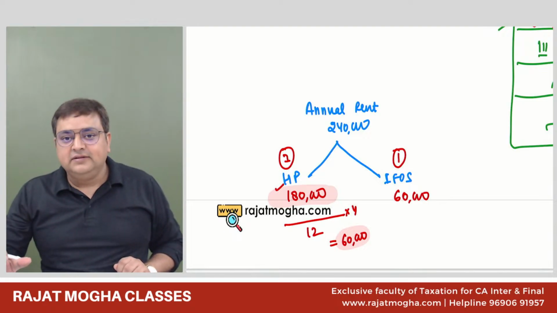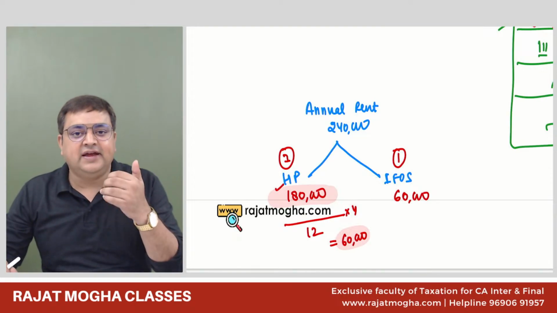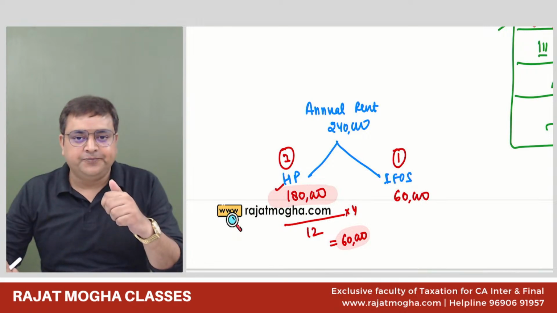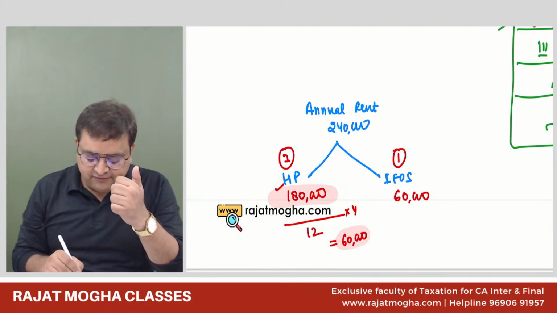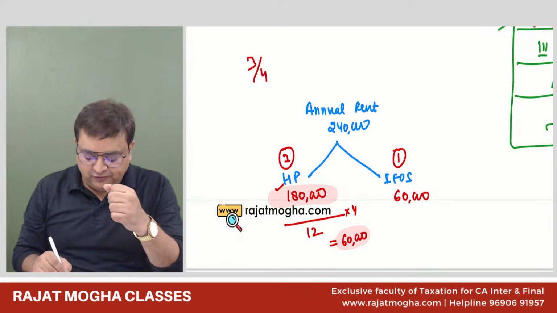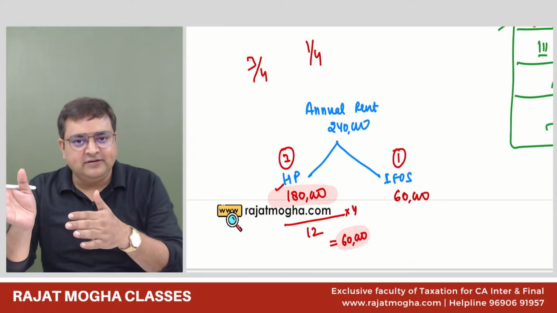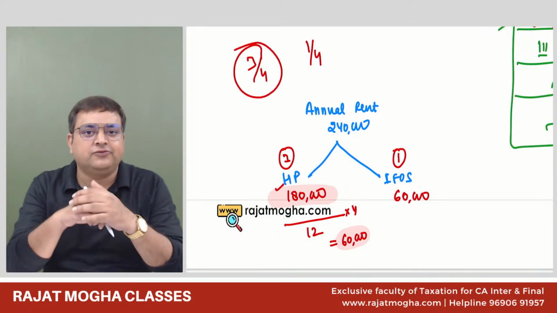So this is a question of composite rent, where the assessee is getting rent for the house and for other amenities also. Whatever rent we receive, 3/4 is for the house and 1/4 is for other amenities. Other amenities will go in IFOS, but right now we are focused on house property. So only 3/4 relates to house property.